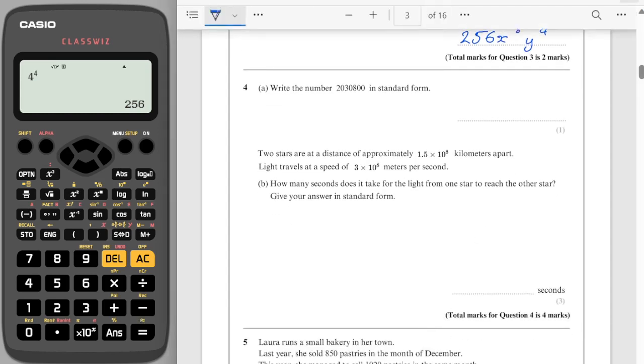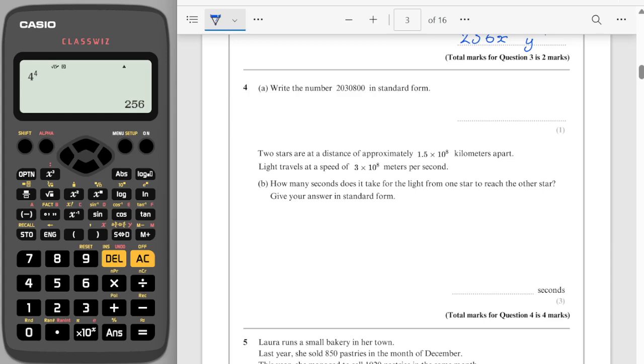Okay, write this number in standard form. So we want to place a decimal somewhere to make it a number between 1 and 10. So we're going to place it there. 3.08 times by 10 to the power of minus 6, and in effect I've moved the decimal point from there, so I've moved it 6 places.